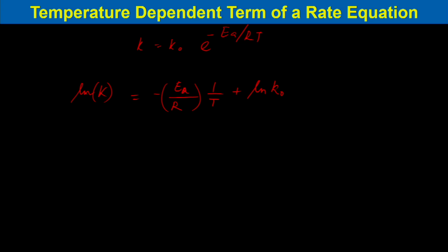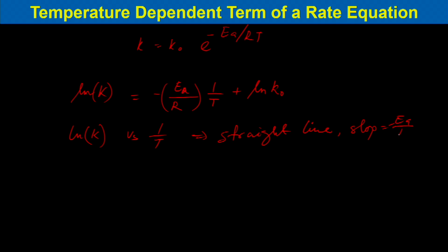Now, if we plot ln k versus 1/T, this will lead to a straight line, and the slope would be -Ea/R. The value of R is 8.314 joule per mole Kelvin.